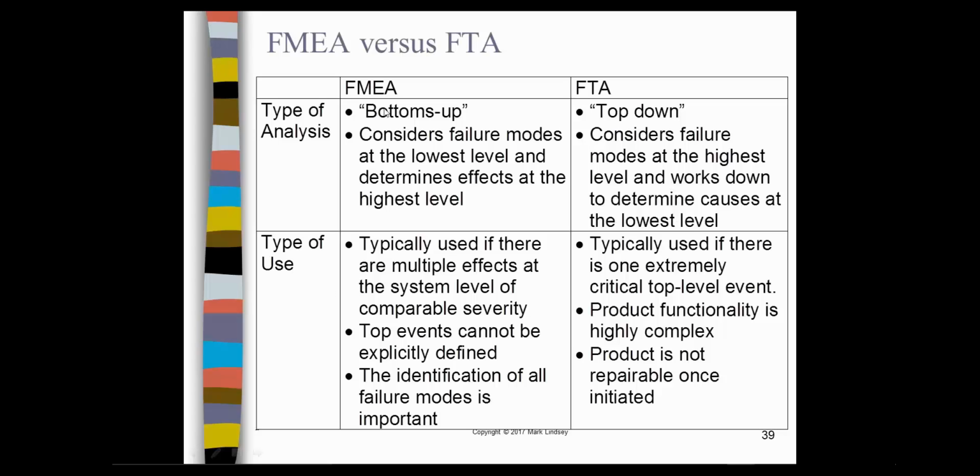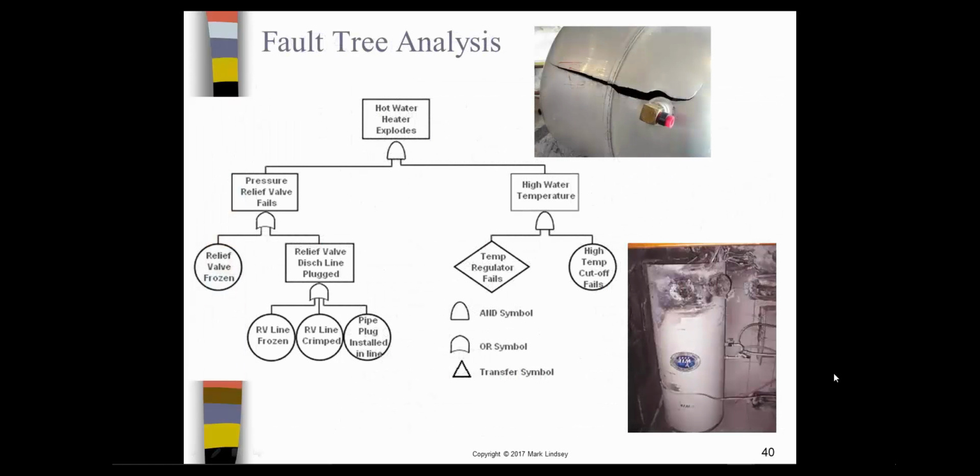And for the type of use for an FMEA, it's used if there are multiple effects at the system level, and top events cannot be explicitly defined, and the identification of all failure modes is not important. Whereas for an FTA, it's used if there's one extremely critical top-level event and the product functionality is highly complex and the product is not repairable once initiated. So let's cover an FTA, fault tree analysis.